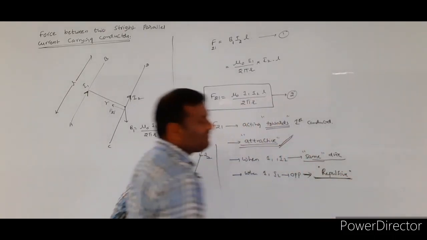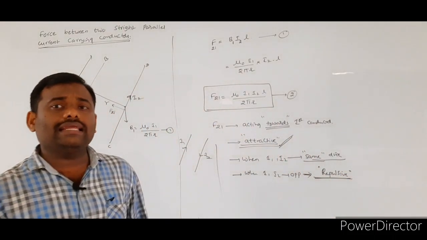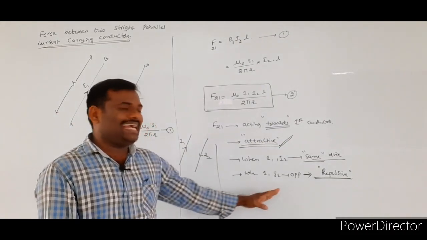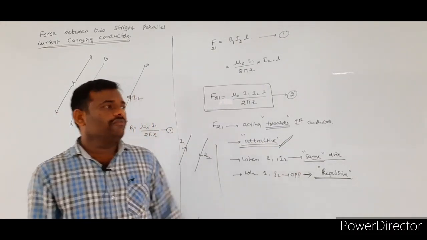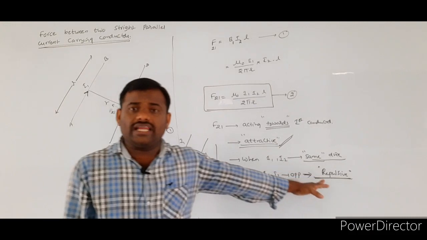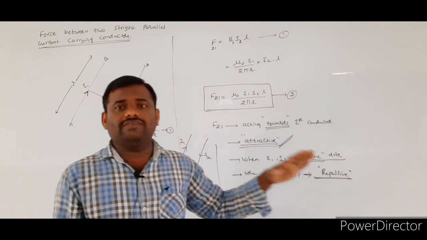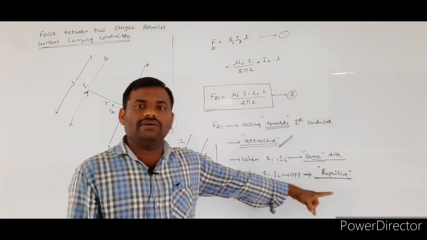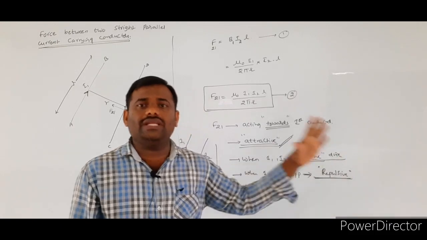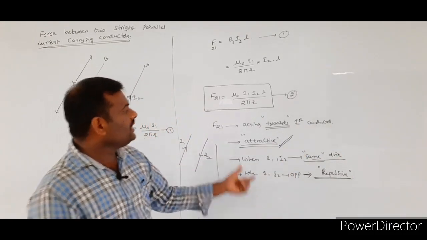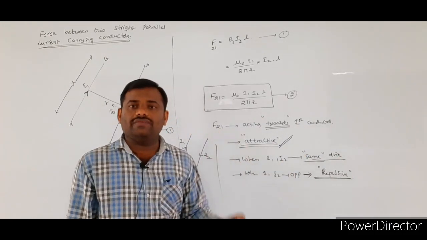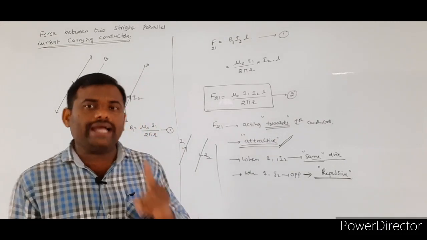Whenever the directions of the current in the two given parallel current carrying conductors are opposite, what is the nature of the force? The nature of the force will be repulsive, but there is no change in the magnitude.